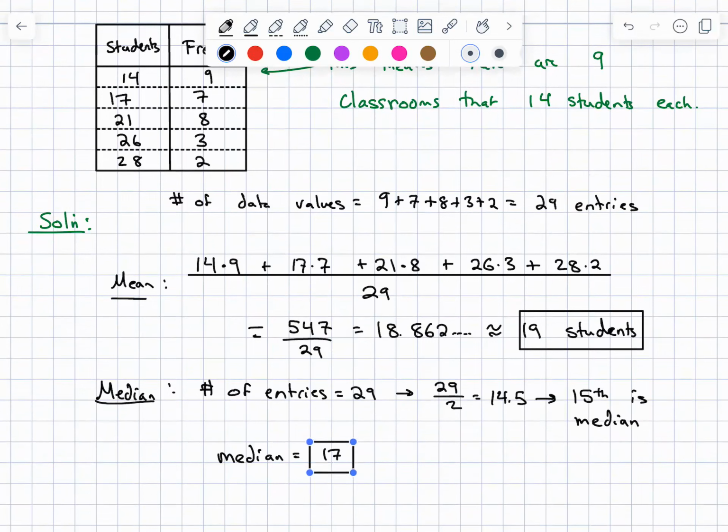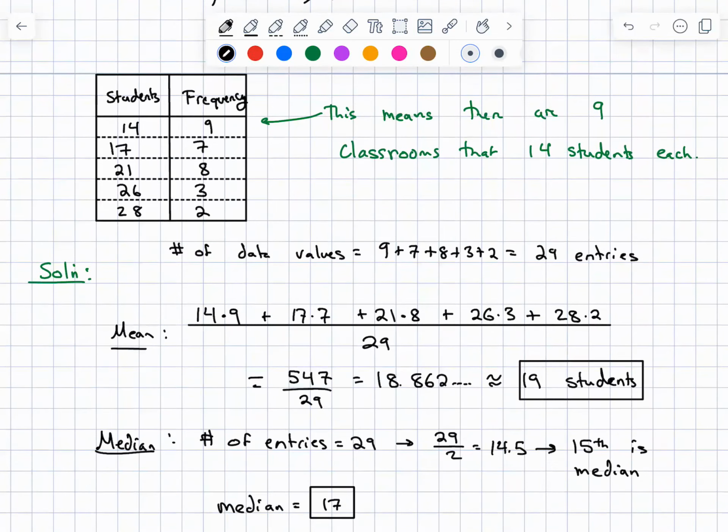Why? Look at it for a second, look at the chart, and see if you can understand why that's the case. The other thing I like about frequency tables is that they're already arranged from smallest to largest. Exactly right. So the first two, there are 16 data values here. So the 15th data entry has to be in here, and the 15th data entry will be a 17.